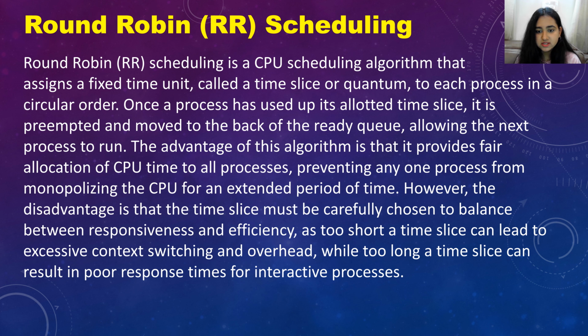The advantage of this algorithm is that it provides fair allocation of CPU time to all processes, preventing any one process from monopolizing the CPU for an extended period of time. However, the disadvantage is that the time slice must be carefully chosen to balance between responsiveness and efficiency, as too short a time slice can lead to excessive context switching and overhead, while too long a time slice can result in poor response times for interactive processes.